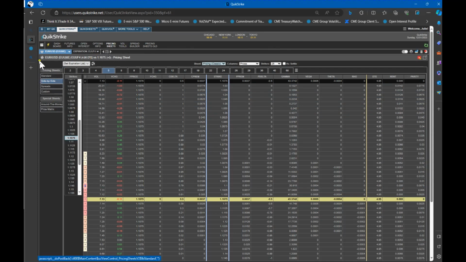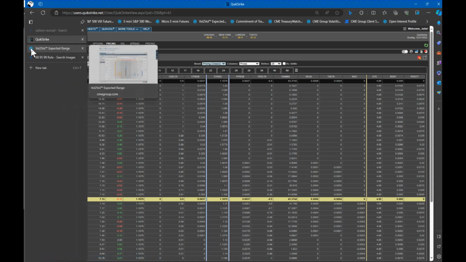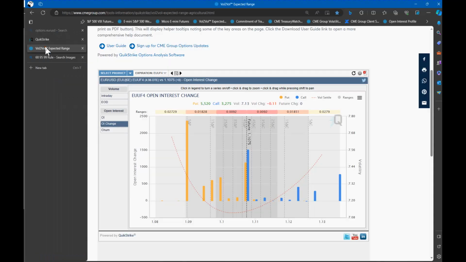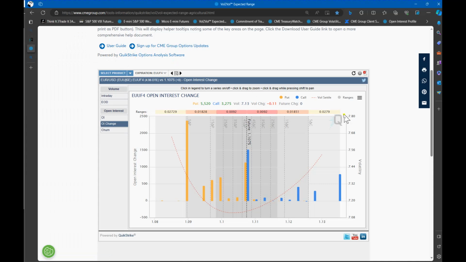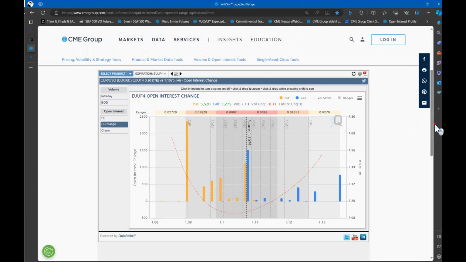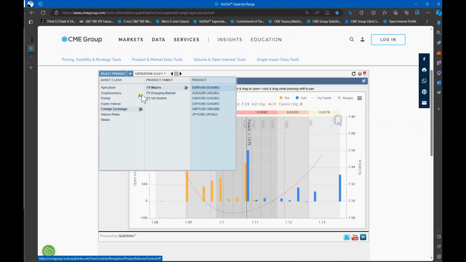But your expected range tool, I can give you this right away. You don't even have to register. You can just use this link I will give you, and you will be able to pull up any product that they offer for metals, interest rates, foreign exchange, equity indexes, energy, cryptocurrency, agriculture.